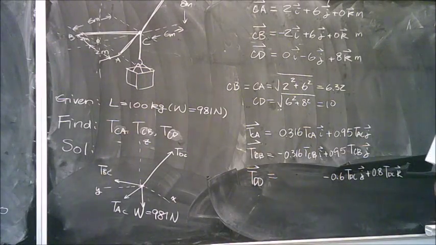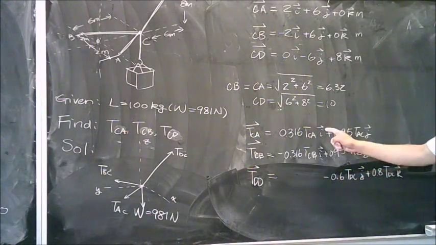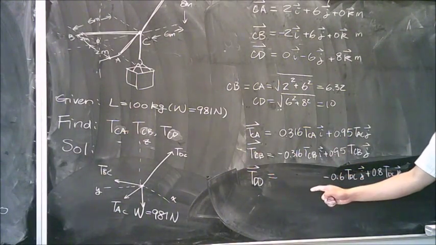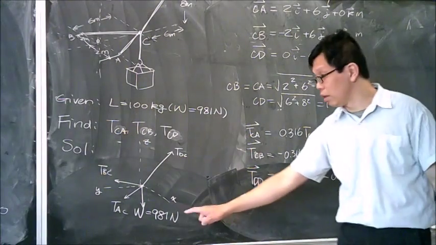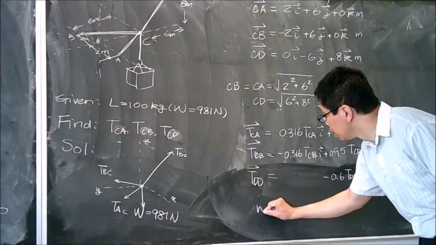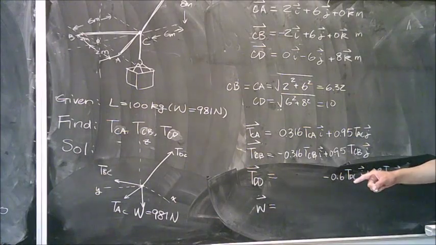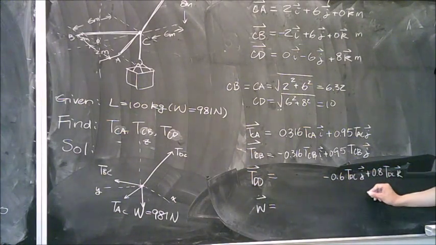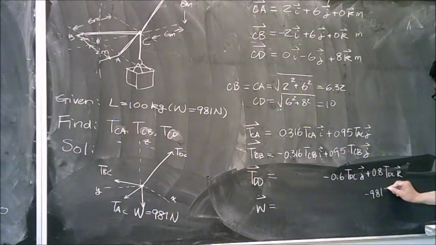So, do I still miss any force over here? How many forces are in the free body diagram? 4. So, how many forces did I put over here? 3. So, I need to have another one, which is what? Weight. This is downward on the z axis, so it's going to be negative 981. Okay.